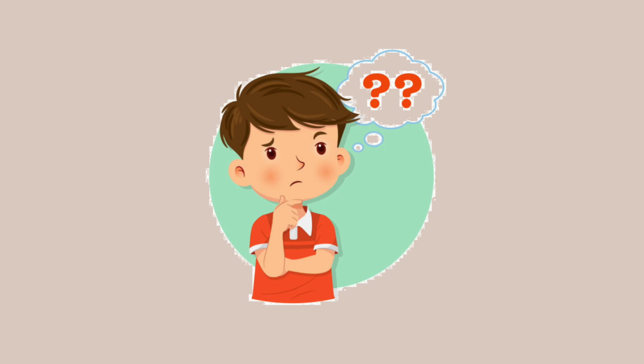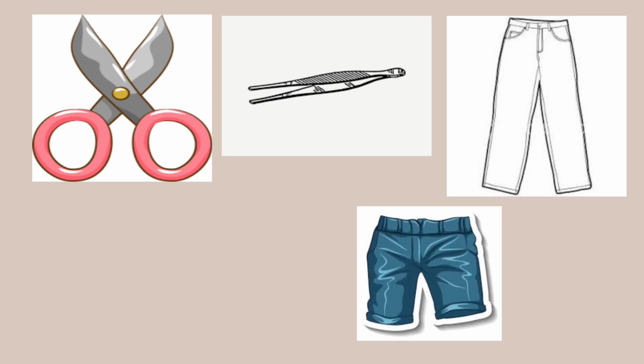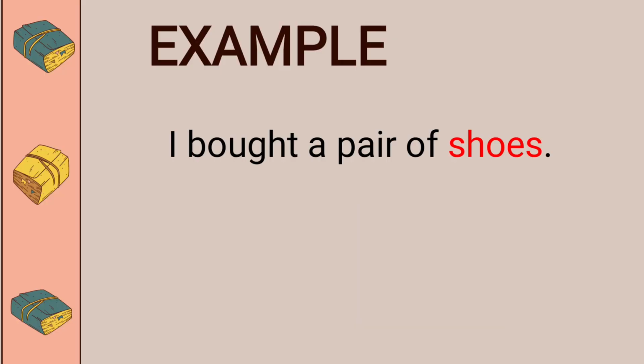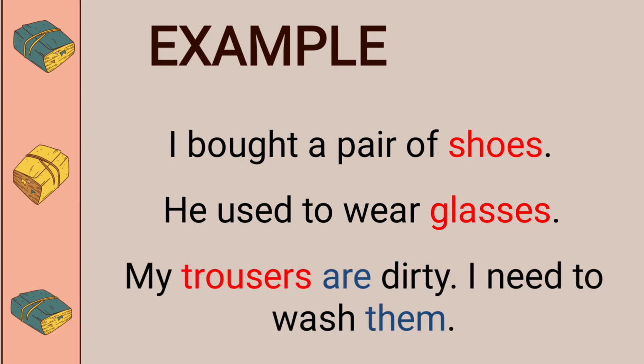Another is, scissors, shorts, tweezers, trousers, and the like are always considered plural. For example, I bought a pair of shoes. He used to wear glasses. The trousers are dirty. I need to wash them. These things always come in pairs, so you should always use the plural form of the verb when they are used as a subject. That's the seventh rule. Always keep in mind that failure to analyze the subject will lead to wrong usage of the verb form. Are there any questions or clarifications?